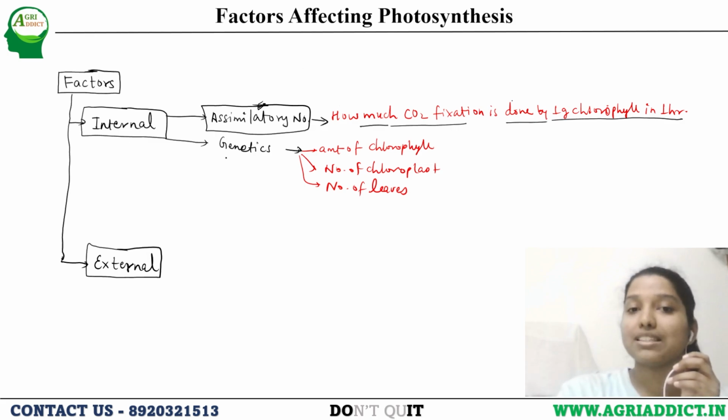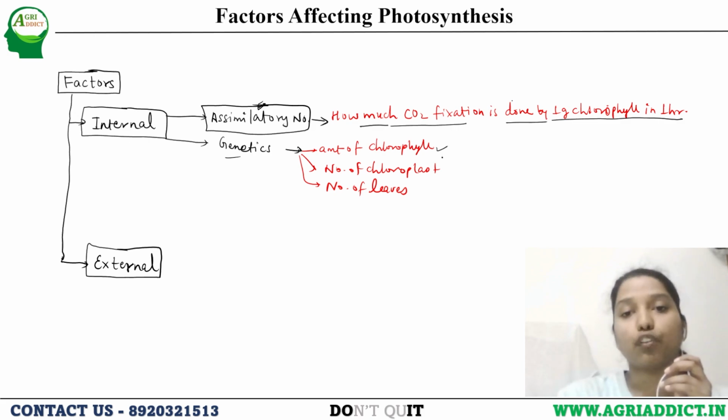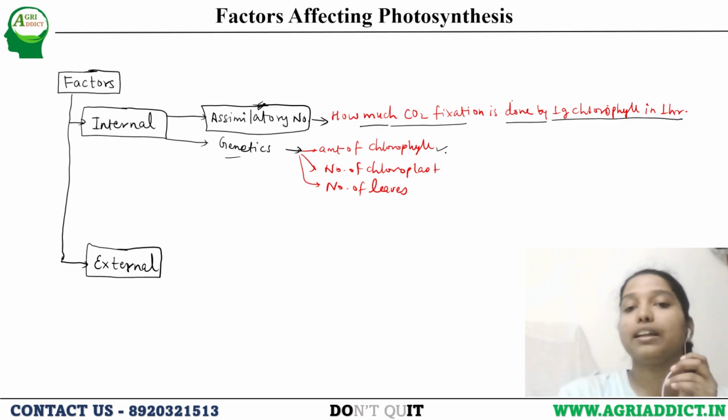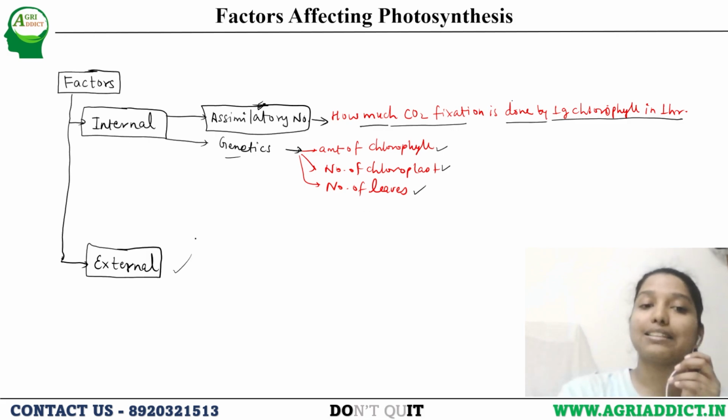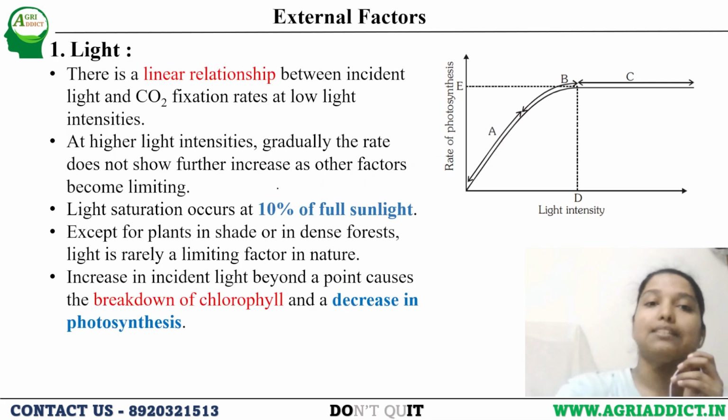Now comes the genetics, the amount of chlorophyll present. If a plant has a low amount of chlorophyll, then the photosynthetic rate will be slow. If the number of chloroplasts is high, the photosynthetic rate will be high. If the number of leaves is high, the photosynthesis rate will be high. Now comes the external factors, so let's discuss them.